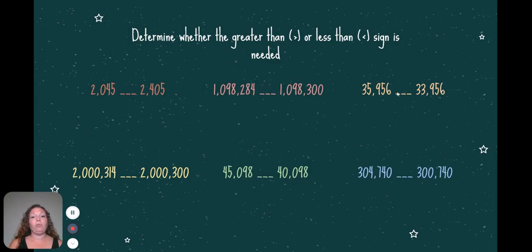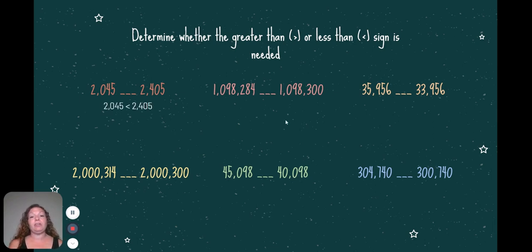So let's compare some numbers. All right, so we have a whole bunch of numbers here written. I'm going to look at this orange one over here on the top left first, and I'm going to read the number to you. 2,045 is greater than or less than 2,405. And if you're confused about those greater than, less than symbols, remember that the mouth is eating the bigger number. So the first one is exactly like the example that we just did. 45 is less than 405. So we need a less than symbol.